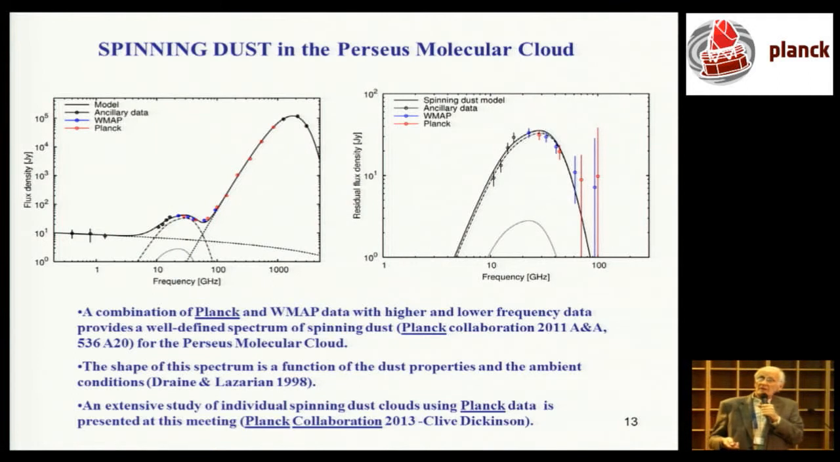And this is what the spectrum looks like if you can isolate an object. This is the early Planck paper showing the spectrum of the Perseus molecular cloud, and you can see how well defined the anomalous emission is, and how important it is to be able to extrapolate down here to define on the right hand side a good spectrum.